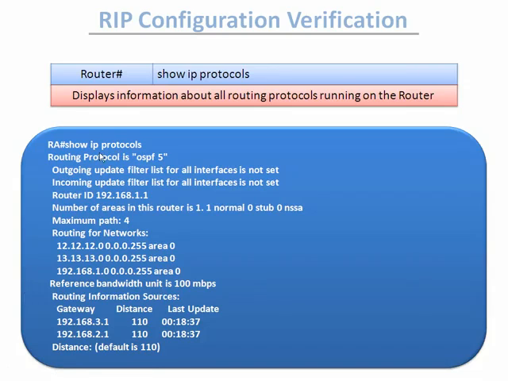If we type the show ip protocols command on router A that we just configured, the output will be something similar. It says that the routing protocol is OSPF 5. That means that the routing protocol is OSPF and the process ID is 5. Then it will say something like this: the router ID is 192.168.1.1.